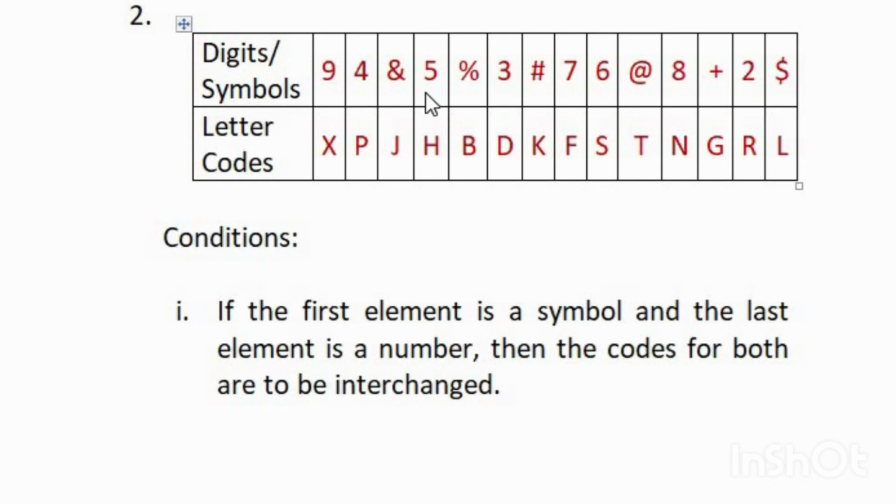And the remaining numbers are 5, 9, 6 and 3. From the table, for 5 it is H, for 9 it is X, for 6 it is S, and for 3 it is D. So the required answer for this question is G, H, X, S, D and G.